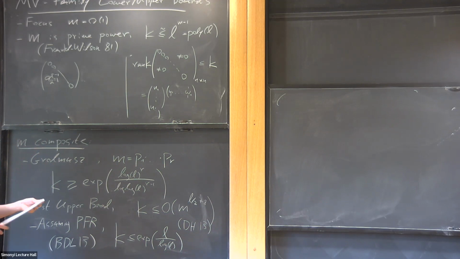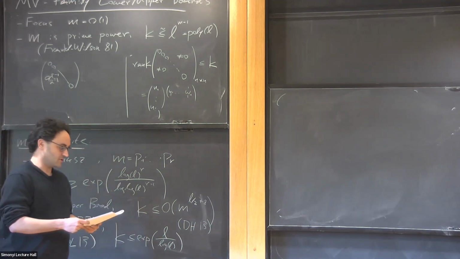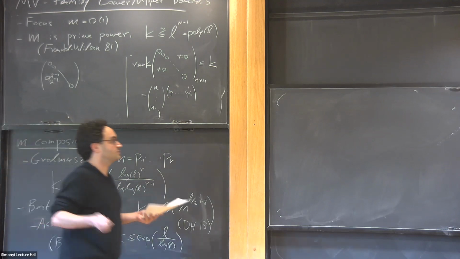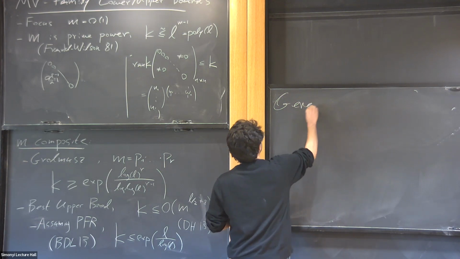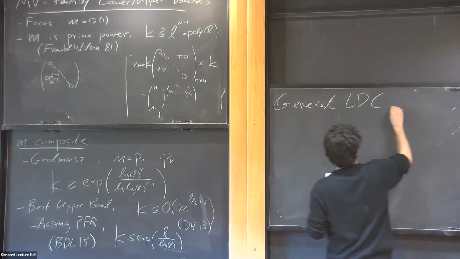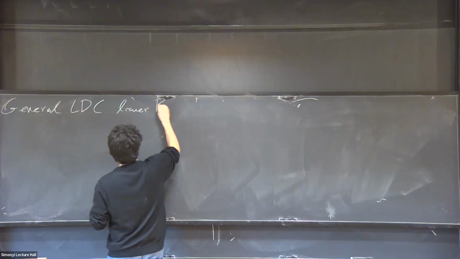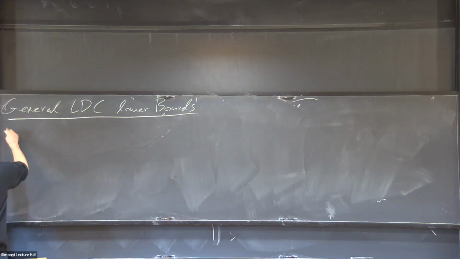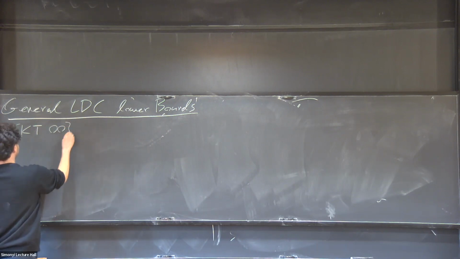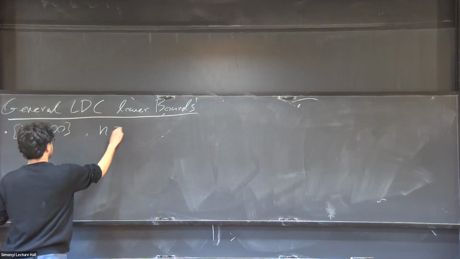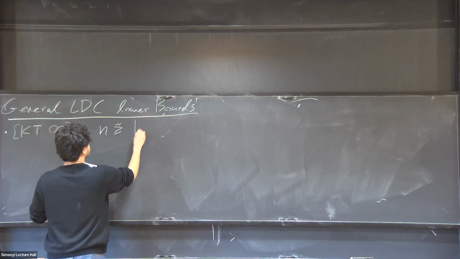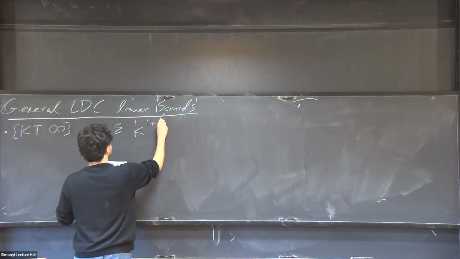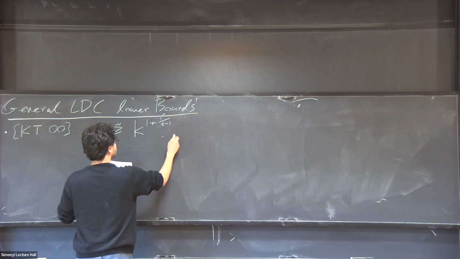So I'll try to finish in the next 10 minutes, just to say what the lower bounds are for general LDCs. So first, let me just state what's known, and then we'll see a sketch of at least one of the proofs. The first paper to look at this was Katz and Trevisan in 2000. They show that n is, omitting logarithmic factors, k to the 1 plus 1 over t minus 1.